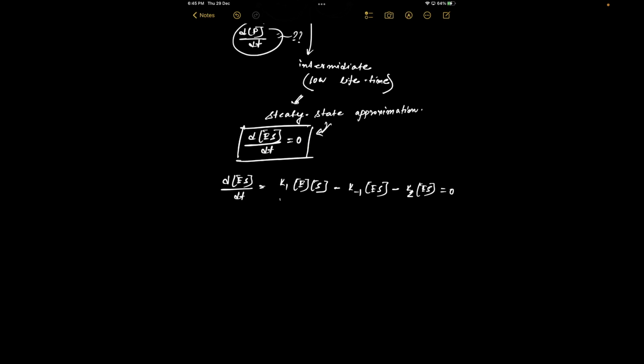Now from this equation we can write down the concentration of the intermediate ES. It will be equal to K1 times E times S divided by K minus 1 plus K2.